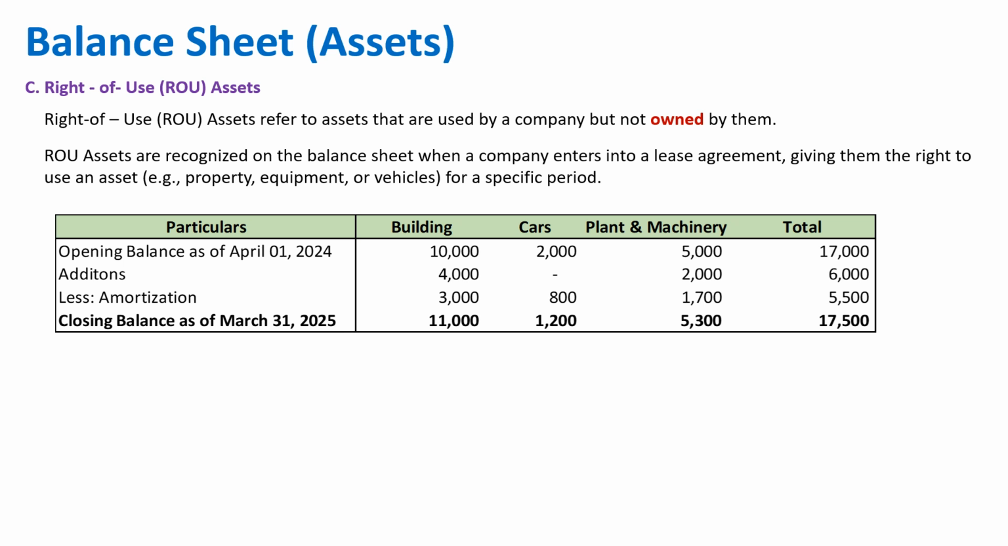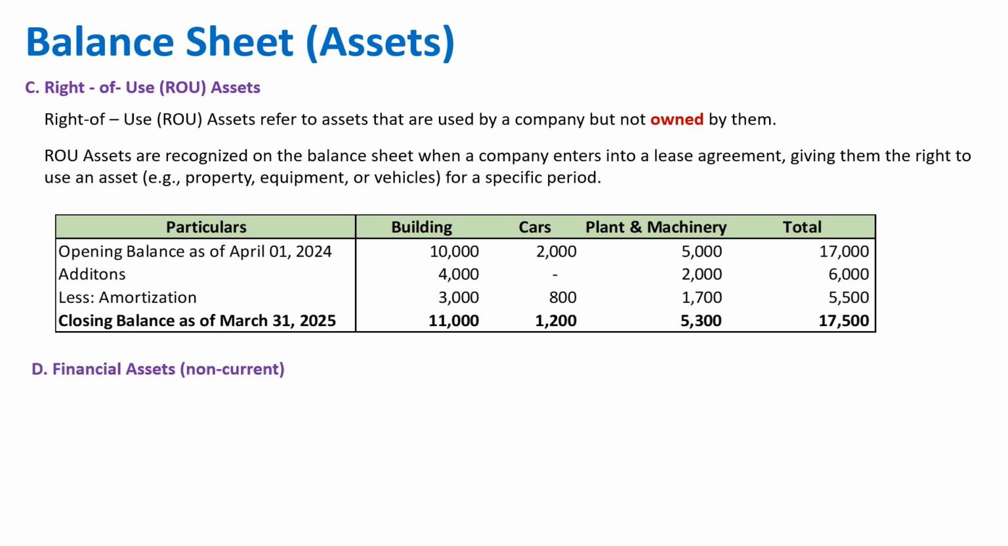You will have different categories like building, car, plant and machinery, or if any different category of lease you have, you can put there. And then the format is movement from opening to closing. So opening balance as on 1st April 2024, you will have the values. Addition during the year, that means if you have taken any new lease during the year, then that has to be reported as addition here. Less amortization, the depreciation will be for the period of lease. So you have to depreciate that. And then the closing balance. So opening plus addition less amortization is the closing balance. And this number has to be reported in the balance sheet.